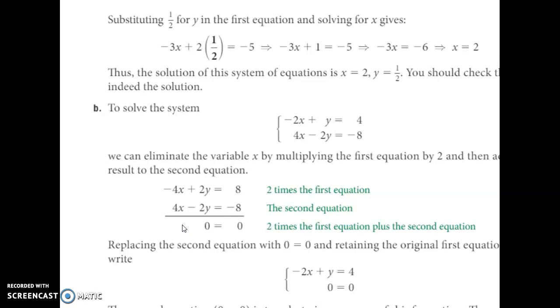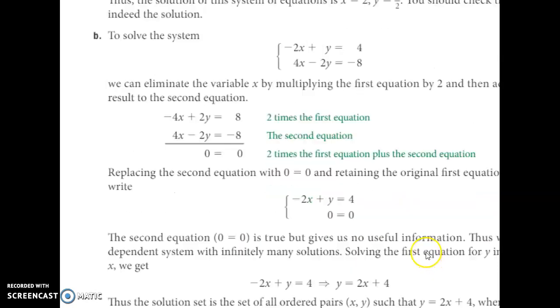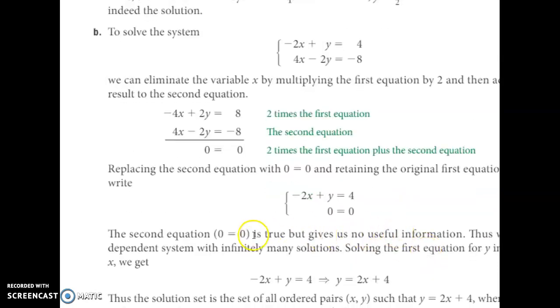So 0 equals 0, what does it mean? Well, it means that 0 equals 0 or 3 equals 3. So it means that, hey, that's a true statement. That's fine. But the thing is, what they say down here, it actually doesn't give us any useful information. It is true, but gives us no useful information. So the only one that gives us information now is actually this one right here, negative 2x plus y equals 4. But we can choose whatever x we want and come up with a certain y. And then we choose another x. We come up with a different y, and so on.